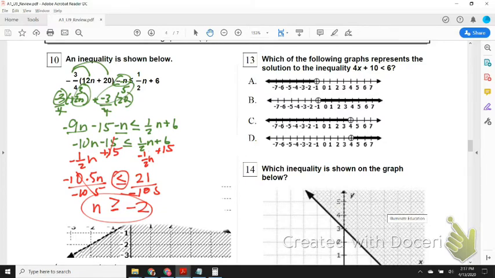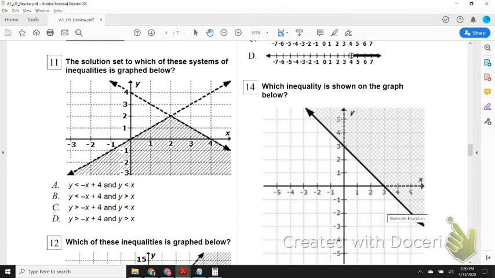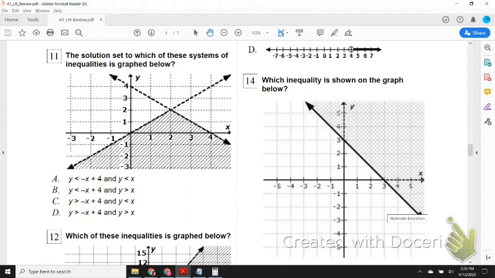All right, number 11. The solution set to which of these systems is graphed below? For this one, you just have to look at your inequalities and how they're shaded. Are they shaded less than, or greater than? And then you ask yourselves if it's a dashed line or a solid line. Both of these are dashed lines.